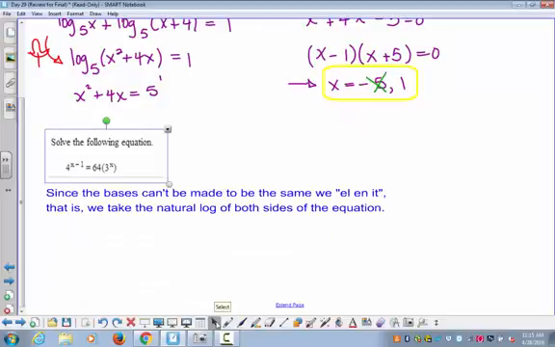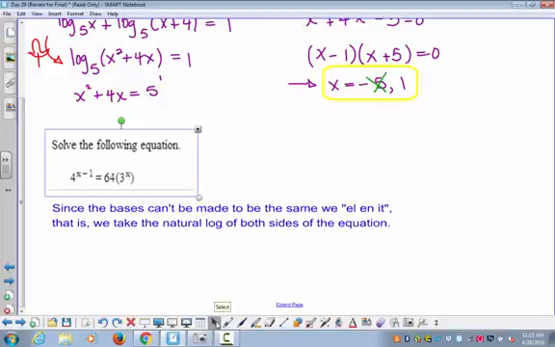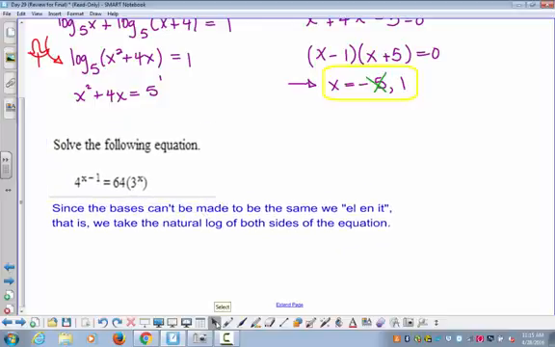Here is an exponential equation. Since the bases can't be made to be the same, we have to ln it. Take the natural log of both sides. So that's your hint. So go ahead and see if you can ln it successfully. ln it. ln it. What do you mean double? Log both sides.